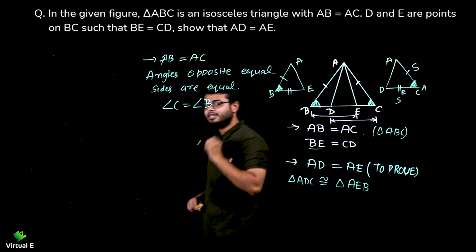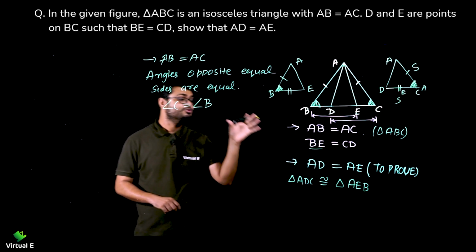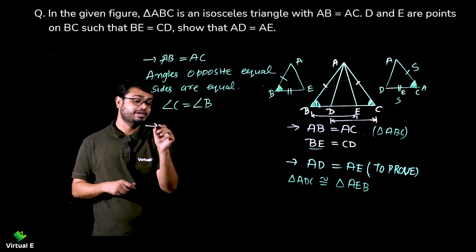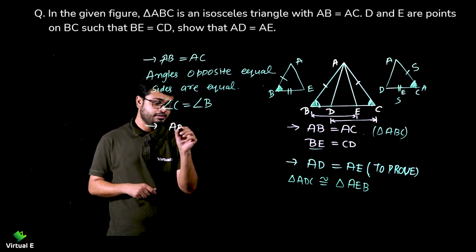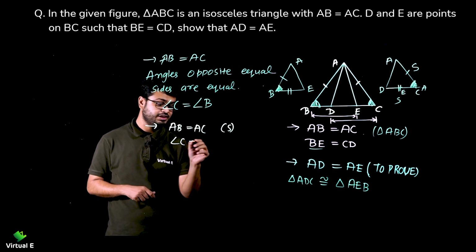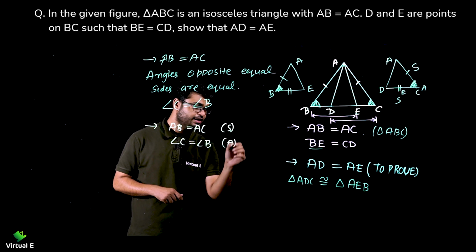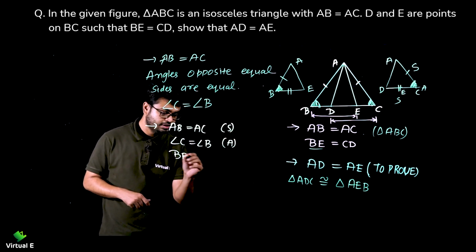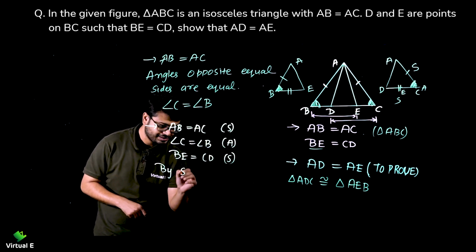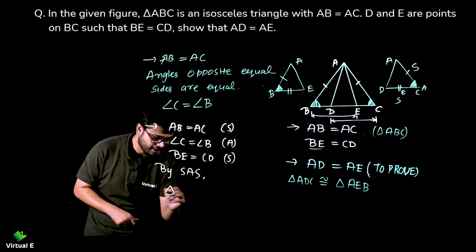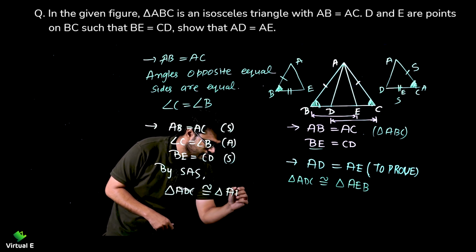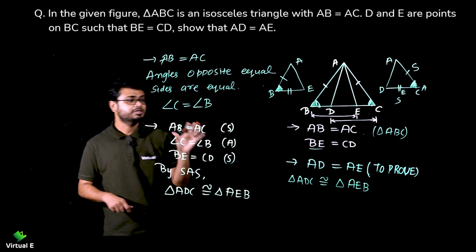So you can see over here the SAS criterion, side angle side, is the criterion that we are going to use to prove these two triangles congruent. Now let's write in the proper order. We have AB is equal to AC, that's your side. Then the angle: angle C is equal to angle B, that's your angle. And one more side which is given in the question, BE is equal to CD. So this is also a side. So we can write by SAS criterion, triangle ADC is congruent to triangle AEB.